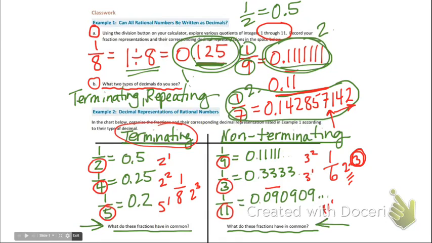So it is very difficult or nearly impossible to put these non-terminating decimals into tenths or hundredths or thousandths. They can't end. They just go on and on and on. There never is an end, which is a very interesting thing in math. Terminating, though, is very clear. We have 5/10 here, 25/100 here, 2/10 here.